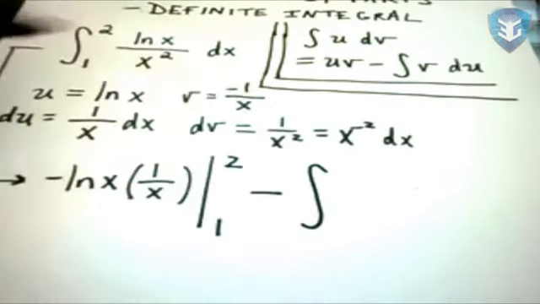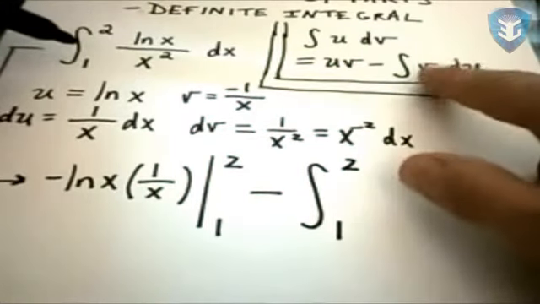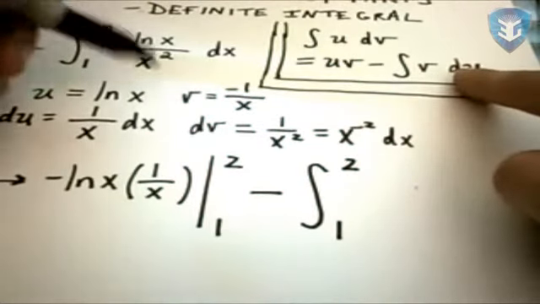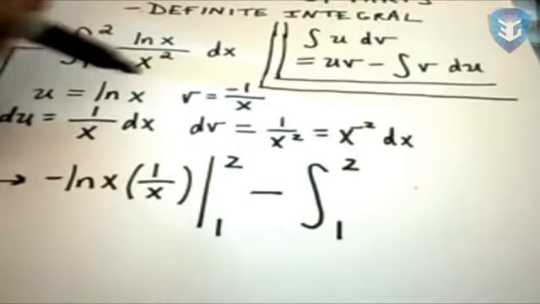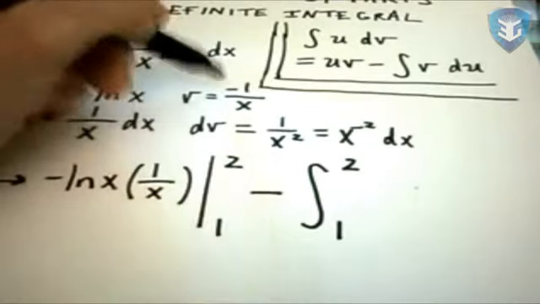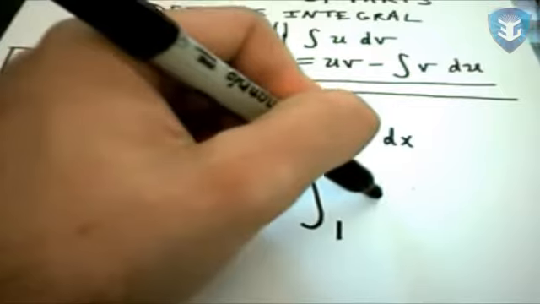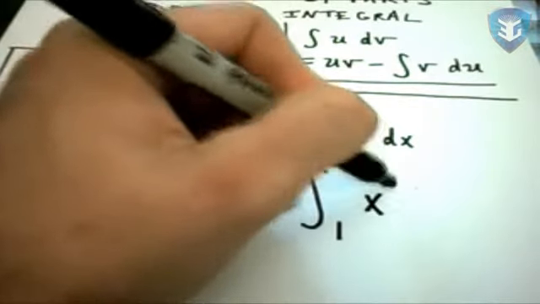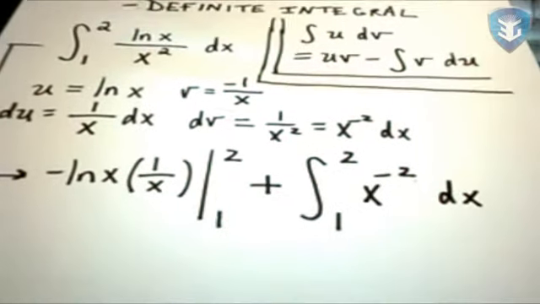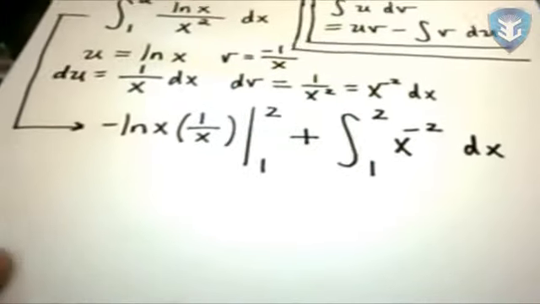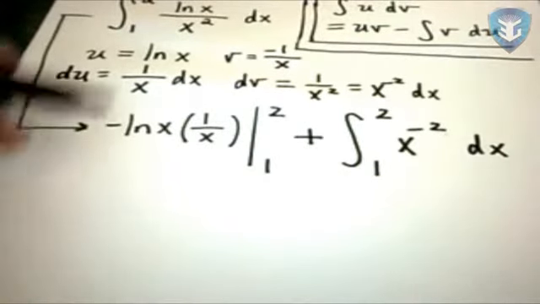minus, now I still have an integral left over. It's going to be from 1 to 2, same limits of integration, of v du. So v is negative 1 over x, du is positive 1 over x. If I pull this negative out front, I'm going to get a positive 1 over x squared. But again, 1 over x squared is the same thing as x to the negative second dx. Okay, so we're getting pretty close here. I'm still not going to evaluate this part just yet. I usually save it till the end.